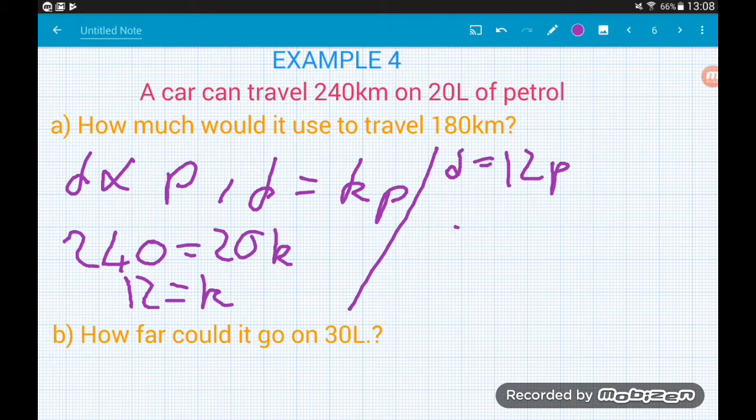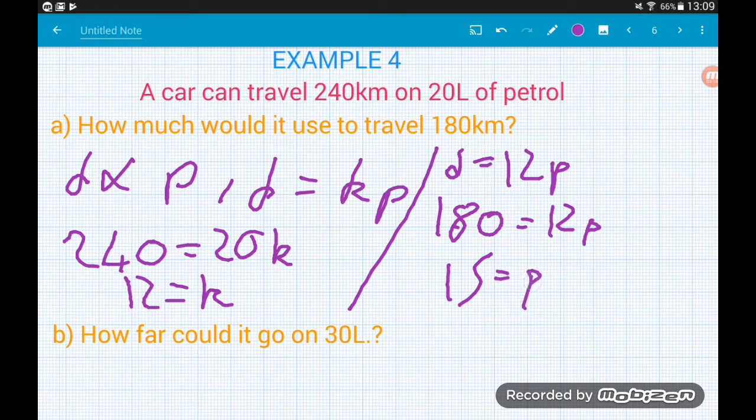So how much would it use to travel 180 kilometers? Well, we substitute in D equals 180. So we get 180 is equal to 12P. And then we divide both sides there by 12. Now 180 divided by 12 would give us 15 for the value of P. So we would need 15 litres to travel 180 kilometers.